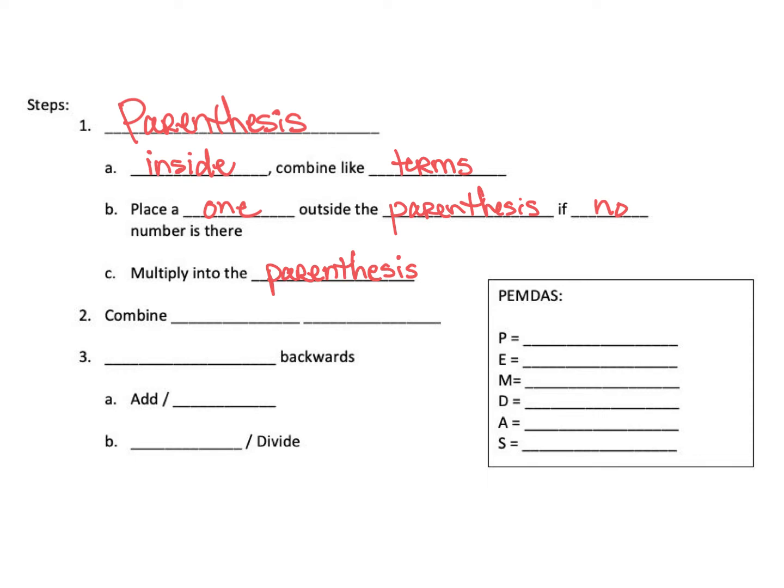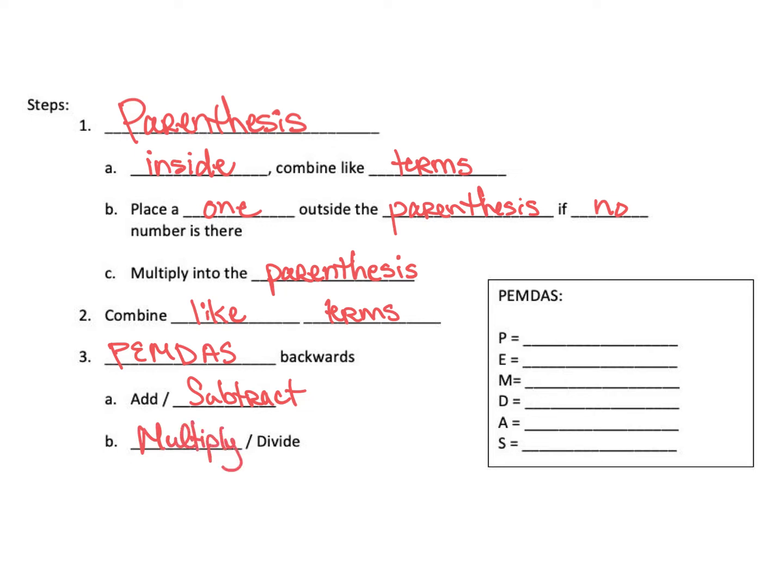After we do the distributive property, we're going to combine like terms. So again, red grapes, green grapes, numbers and letters. And then we're going to do PEMDAS backwards, which is add and subtract first, multiply and divide after.